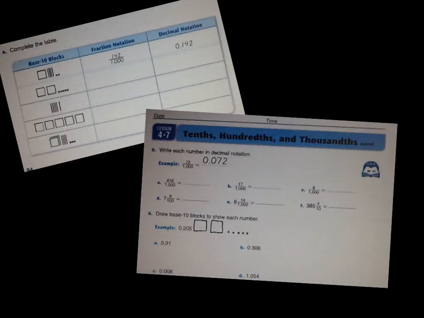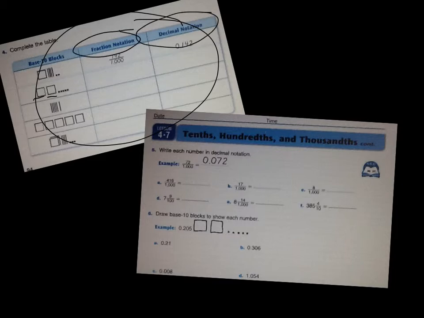Today, during our work time, you're going to be completing page 94, which gives you the base 10 blocks. Just like we just gave the numbers for the base 10 blocks, you're going to write it as a fraction, and then write it as a decimal. Then it's going to be on page 95, just like we did in class. They give you a fraction, you write the decimal. Then they give you a decimal, you draw it out with blocks.